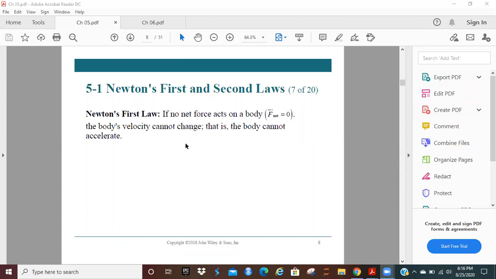So for Newton's first law, if no net force acts on a body, then the body's velocity cannot change, and so the body cannot accelerate. If the net force is 0, there's nothing being applied to that body that's going to cause its acceleration to change. You can have two very powerful forces on either side of an object pushing on it, but if they're pushing equally on both sides, the net force is the same as if nothing was going on.